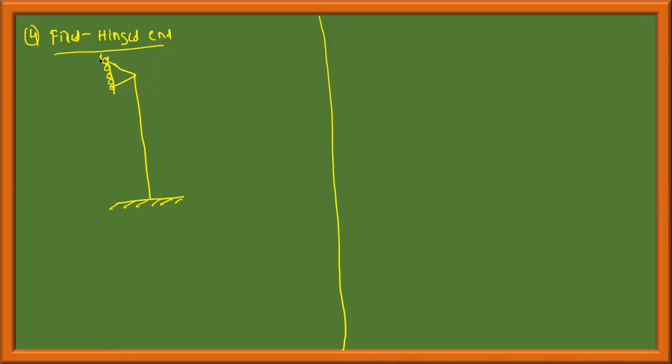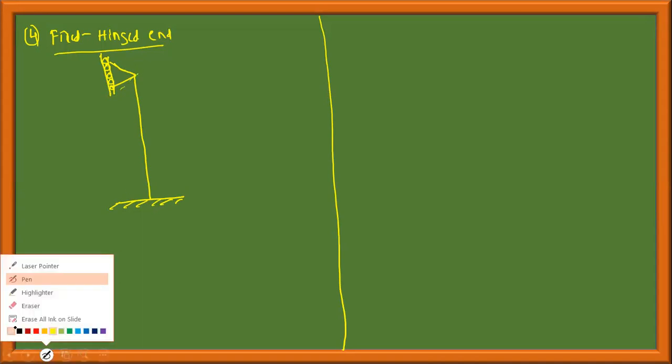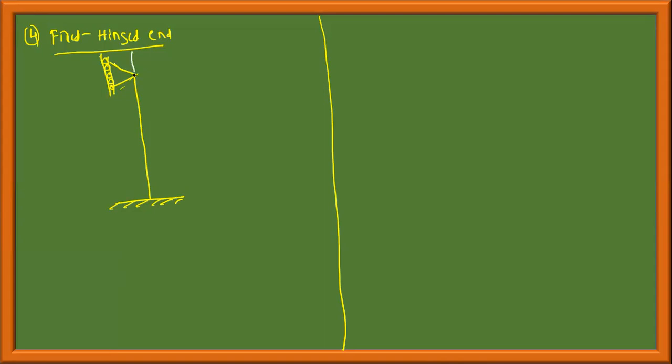Whereas fixed, for example, your window frame or any structure which is fixed, cannot move anywhere. X, Y, Z translation, rotation about X, Y, Z, all are fixed. Whereas when I say hinged, it can rotate about the Z axis, similar to your door. I'm applying a load P, and the column will buckle like this.